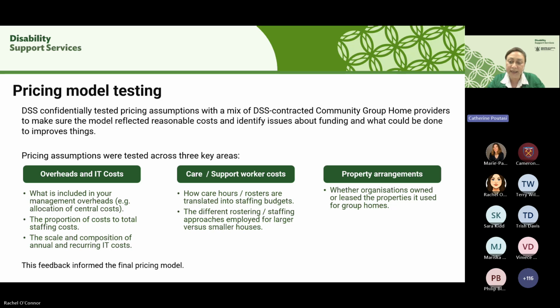We explored care and support worker costs as well, so how care hours and rosters are translated into staffing budgets, and the different rostering and staffing approaches employed for larger versus smaller homes. We also looked at current property arrangements and whether organisations or providers owned or leased the properties they used to support disabled people. And this feedback informed the final pricing model.